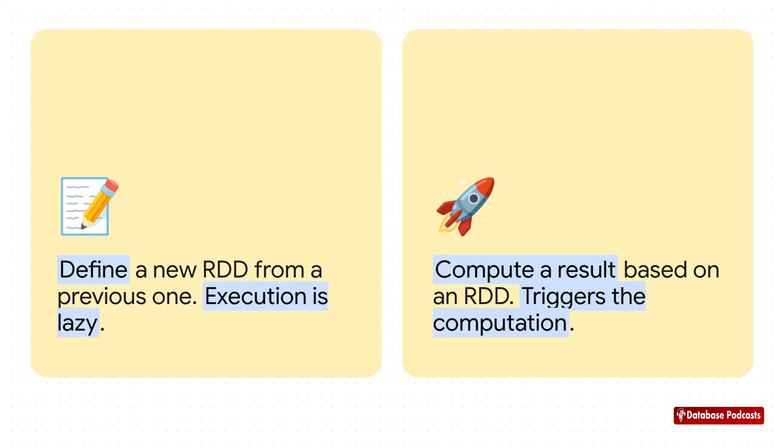So here's the crucial difference. A transformation, like filter or map, doesn't actually do anything when you call it. It just defines a new RDD based on the previous one. It's like you're writing a SQL query. You're just describing the result you want. An action, on the other hand, something like count or save this text file, that's what tells Spark, okay, time to go. It's the equivalent of hitting the execute button on your query. The action is the trigger that makes everything happen.